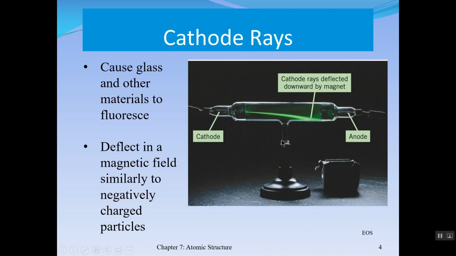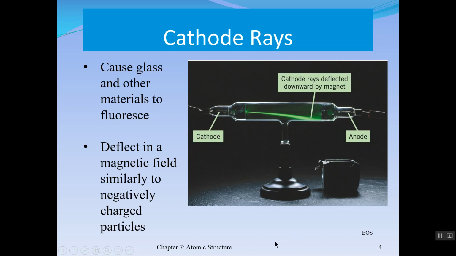So this is basically a replica of the experiment that was done to discover cathode rays. And some things were discovered initially. It was discovered that these particles, when they hit or impact certain materials like glass and other materials, they fluoresce, which basically means that they light up, all right?